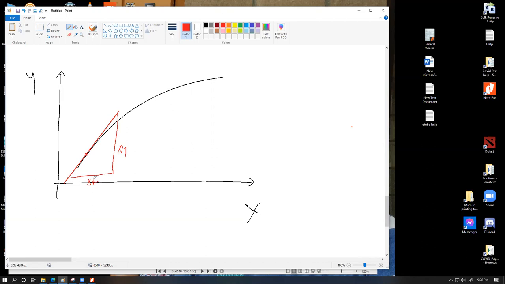If you want to consider any other location, it will be different. For example, if you want to measure the gradient at this point, you just have to repeat the whole process. So you have to draw another tangent over here. Let's say the tangent can be somewhat like this.